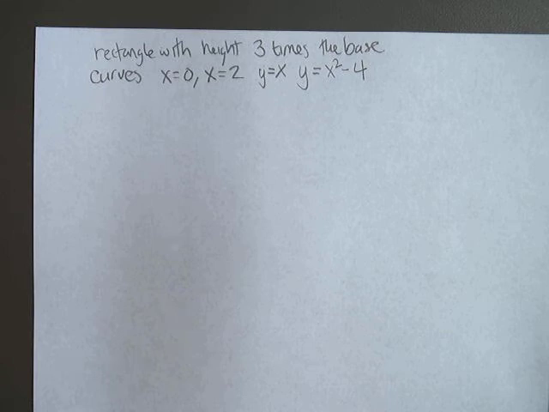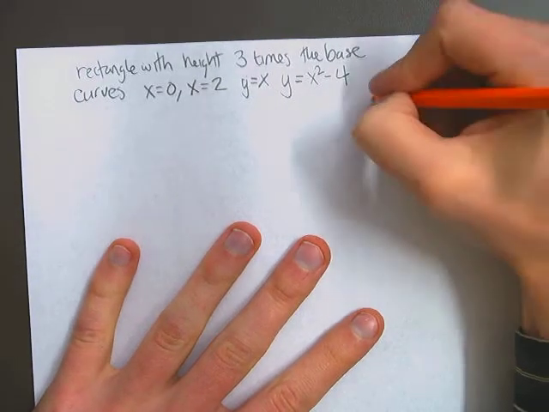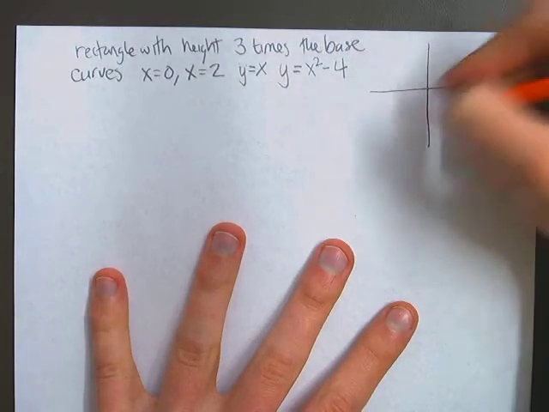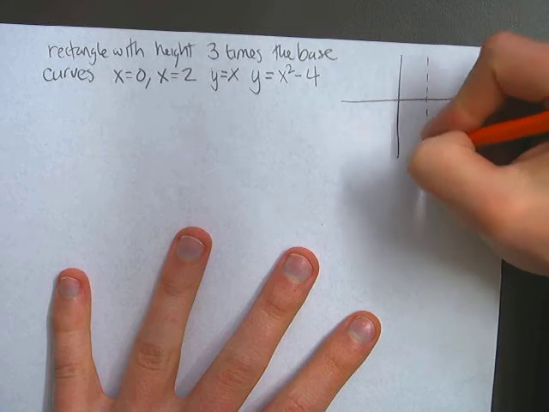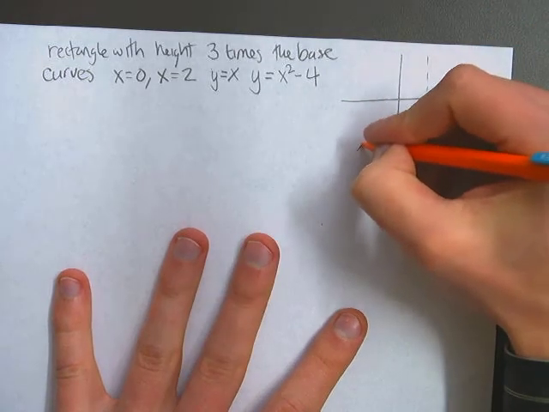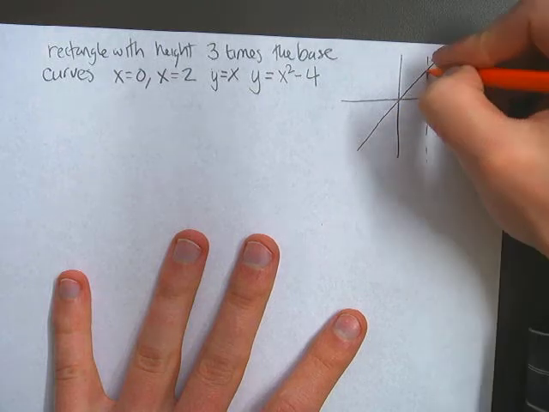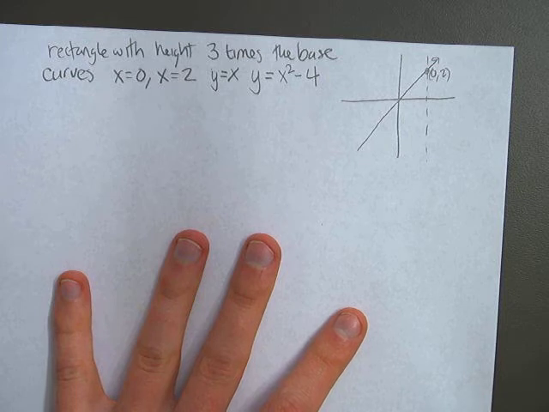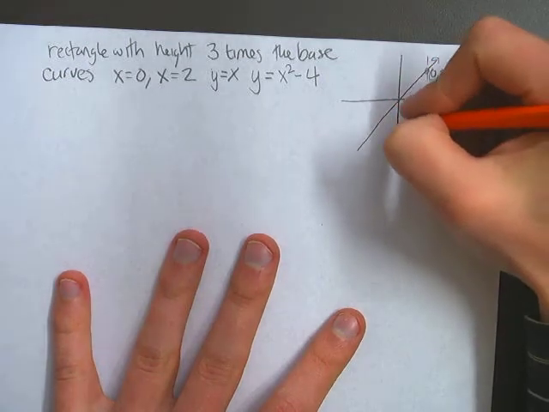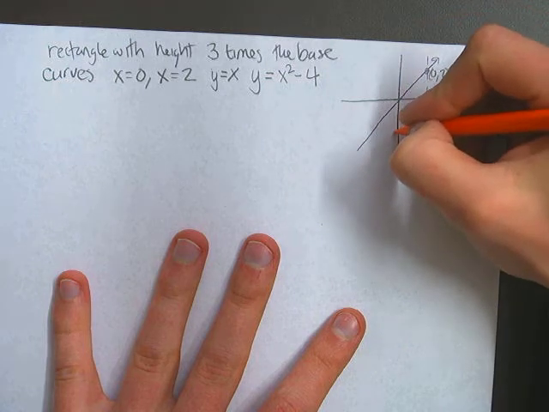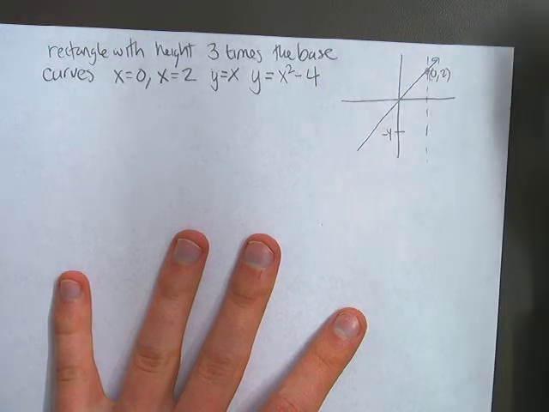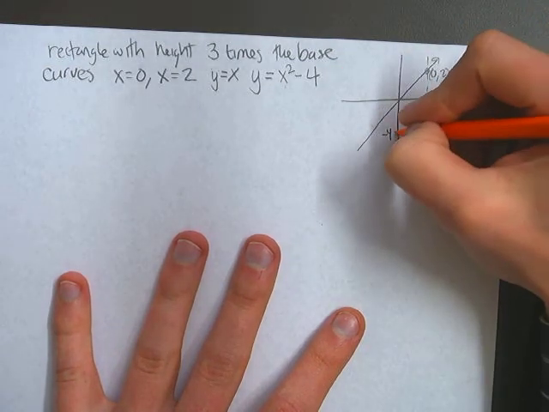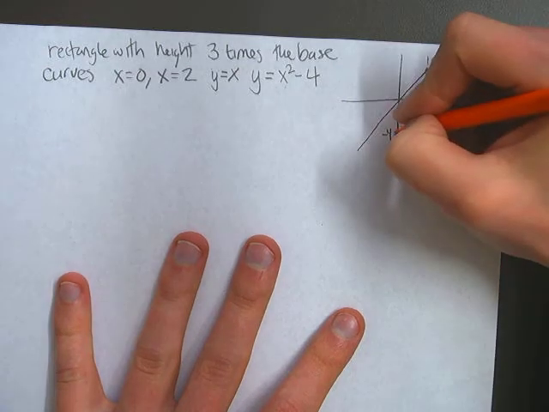So I'm going to draw this out and figure out what picture I got in between this. So x equals 0 is just that vertical line. X equals 2 is this vertical line. Y equals x just goes up with a slope of 1. So this is 0, 2. And y equals x squared minus 4. This starts down at negative 4 here. And if I plugged in 2, I'd actually get up to 0. So this is a quadratic that kind of goes like that.